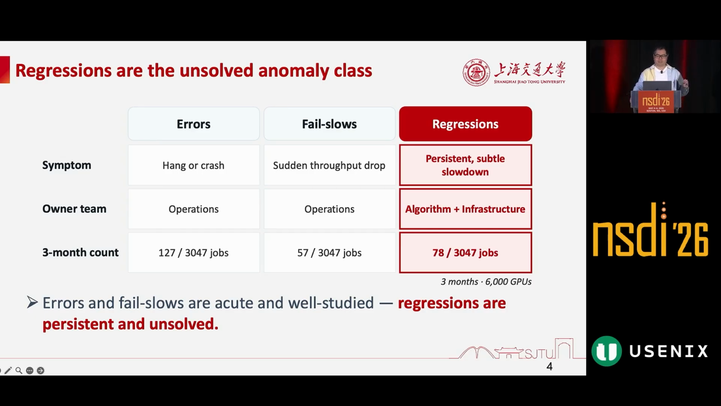Those 2 anomaly classes are accurate and well studied, and covered by most existing diagnostic systems. But for the last one, regression, we can only observe a persistent, subtle slowdown, and it is hard to trigger any immediate alert. It just quietly burns your GPU hours. So we found the existing diagnostic systems fail to cover regression very well.